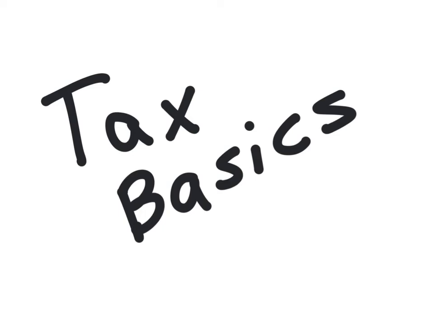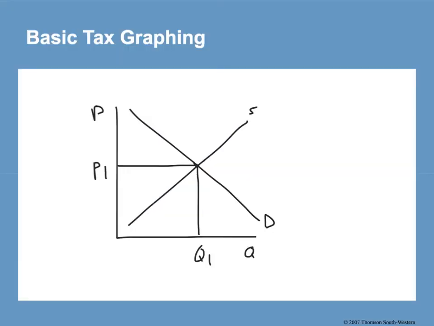Today's lesson is going to cover tax basics. So the basics of tax graphing are taxes reduce the supply of products. And we're going to look later on at some of the effects of that. But here we have our tax graph, here's our market, and here's our consumer surplus area, here's our producer surplus area, and the market is operating efficiently, let's say, at this price and quantity.